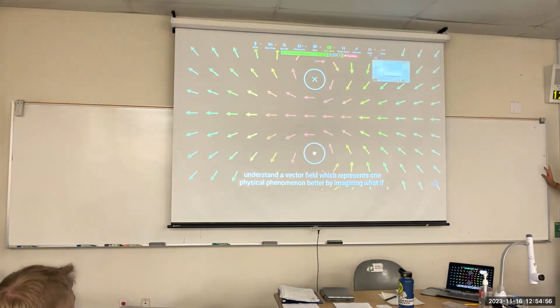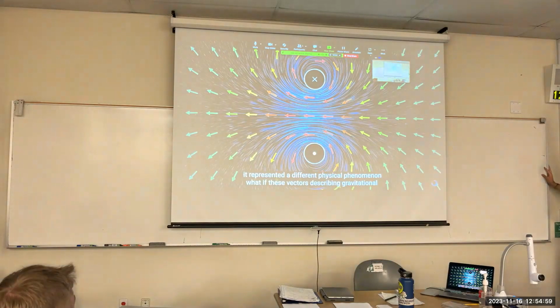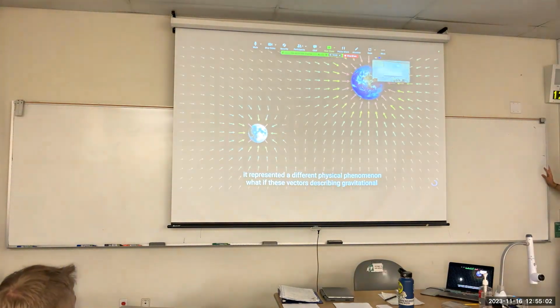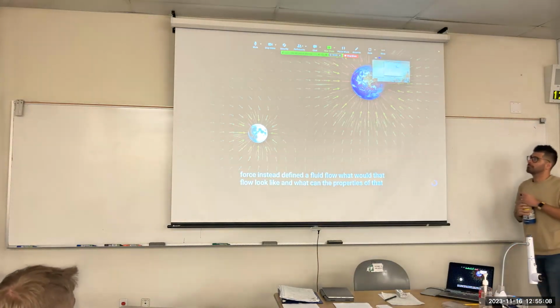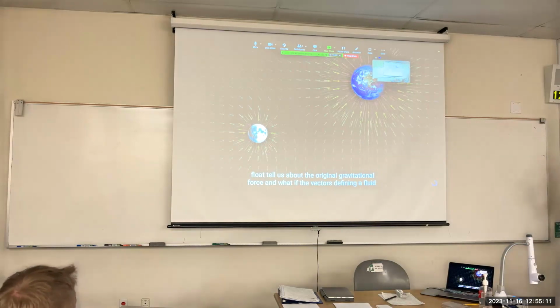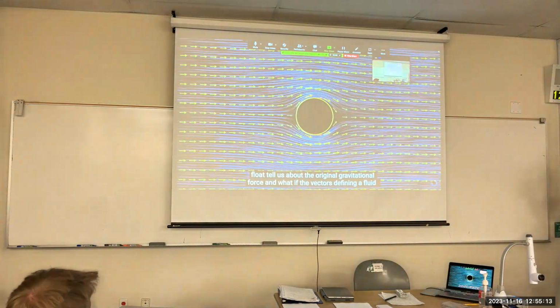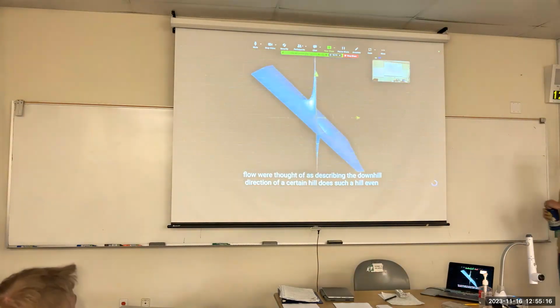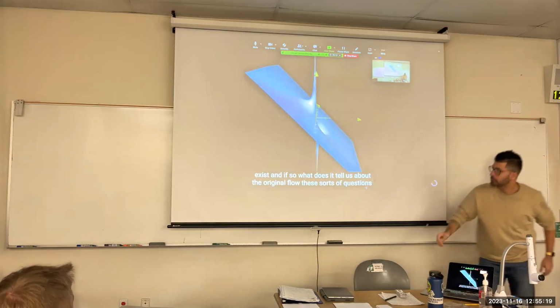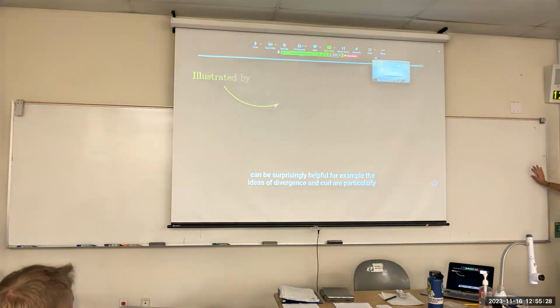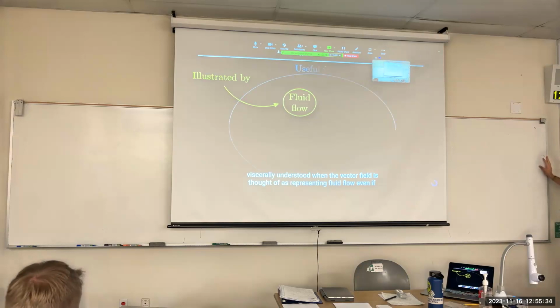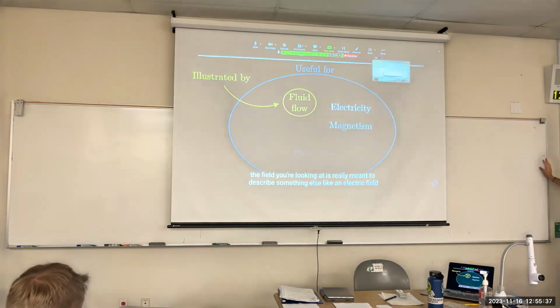physical phenomenon better by imagining what if it represented a different physical phenomenon? What if these vectors describing gravitational force instead defined a fluid flow? What would that flow look like? And what can the properties of that flow tell us about the original gravitational force? And what if the vectors defining a fluid flow were thought of as describing the downhill direction of a certain hill? Does such a hill even exist? And if so, what does it tell us about the original flow? These sorts of questions can be surprisingly helpful. For example, the ideas of divergence and curl are particularly viscerally understood when the vector field is thought of as representing fluid flow, even if the field you're looking at is really meant to describe something else, like an electric field.